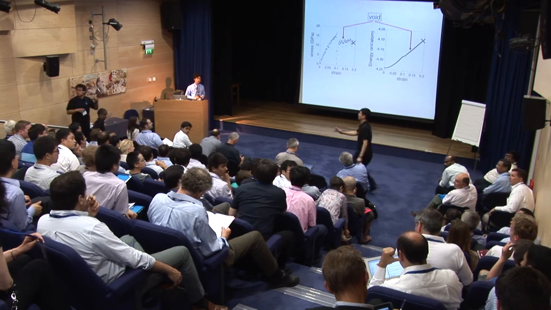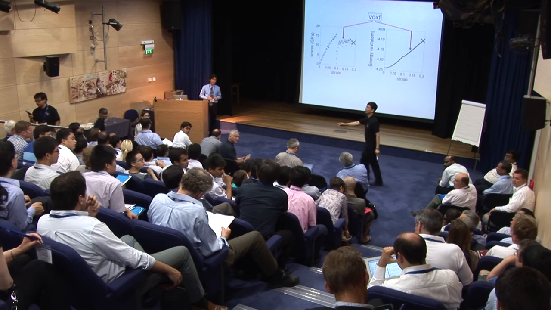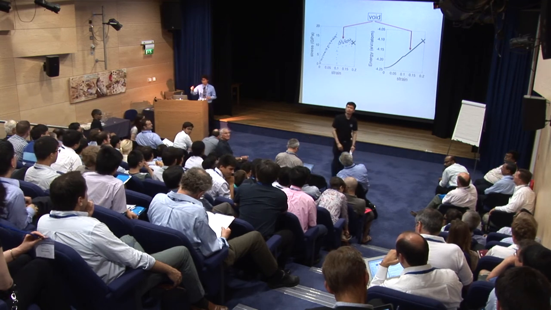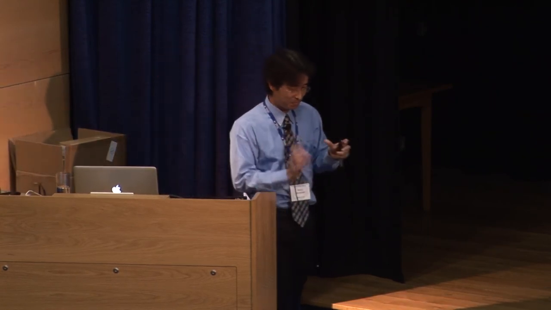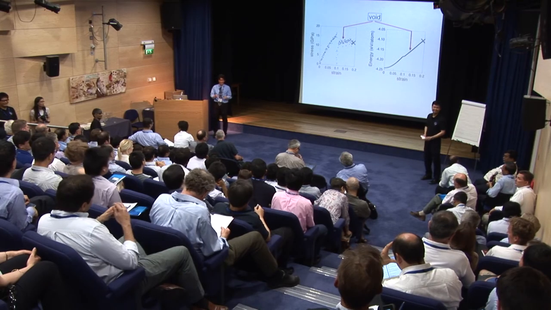Can I know the grain size of your simulation? In the polycrystal, yeah. Very, very small, 50 angstroms. So the size is very different from the experimental result. I need more computer power, a supercomputer.